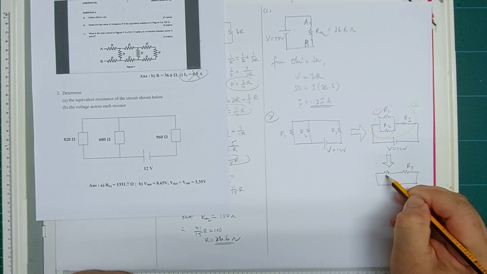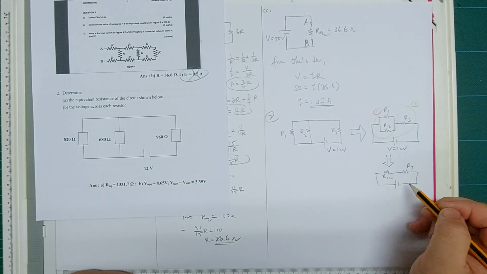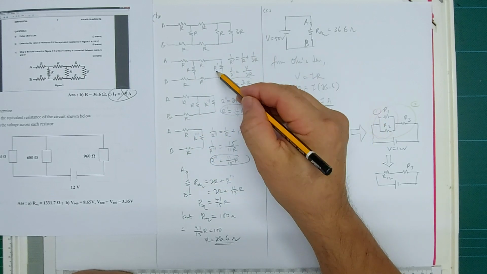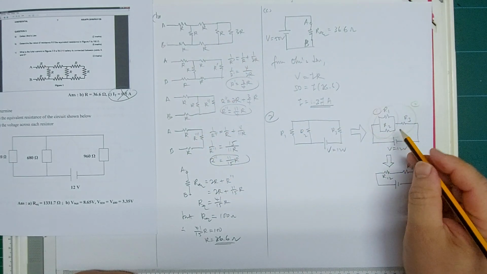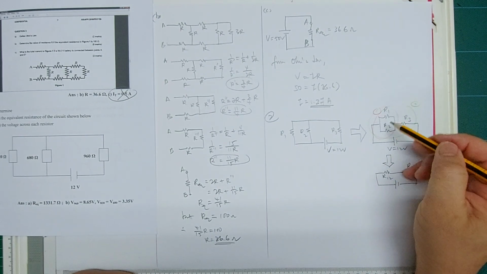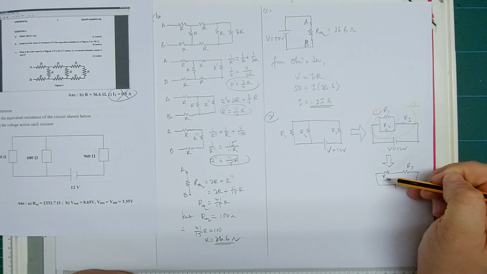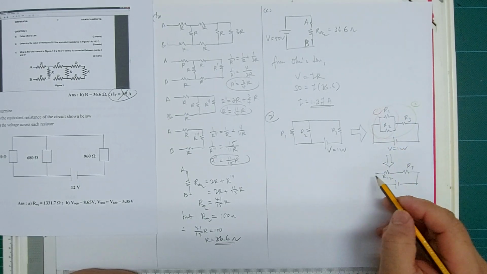So R3 is here. Now this one is a new resistor, so we call it R12. Compared to this one, we don't label it 1, 2, 3, so we use R prime, double prime, triple prime, and so on. That is easier to follow. So you combine R1 and R2, and what you get is R12. This R12 is parallel, so we have to calculate them in parallel.